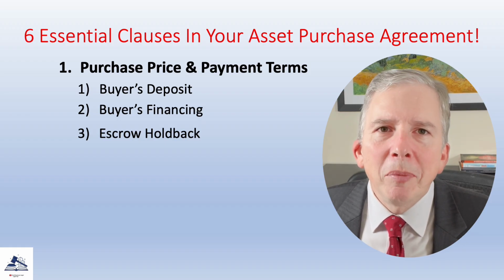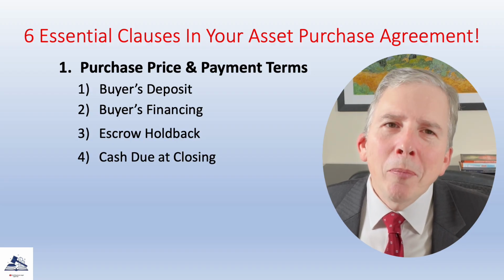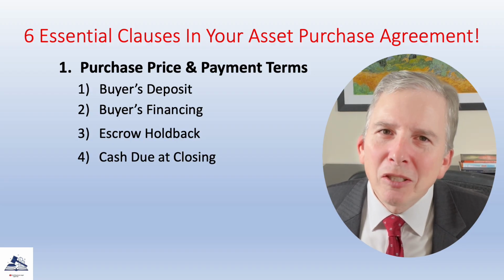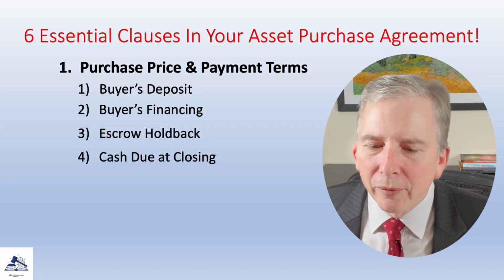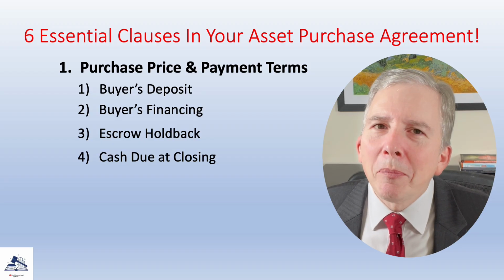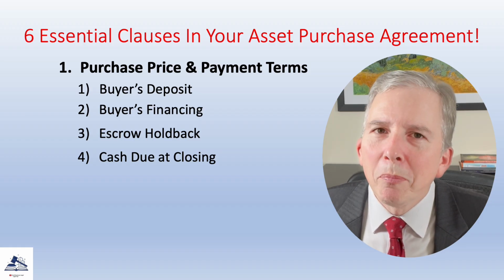The fourth component to be identified in the purchase price clause is the cash due at closing. And although I'm calling it cash due at closing, it's probably not actually cash. It's probably a certified bank check or a wire. But either way, this is the amount that the buyer will actually have to pay to the seller on the closing date in connection with buying the business.